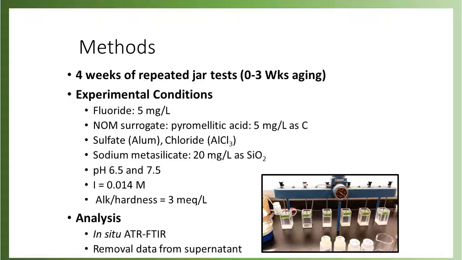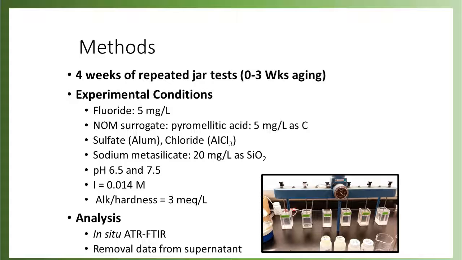We varied experimental conditions. We did with and without fluoride, with and without NOM surrogates. We used aluminum sulfate, an aluminum salt, and aluminum chloride to investigate the effects of sulfate as a ligand. We used sodium metasilicate as a source of silica, 2 different pHs, one at the sweet spot of aluminum solubility and one just above that, and fixed ionic strength, alkalinity, and hardness. These were all carbonate buffered and open to the atmosphere for some time, so carbonate is present.